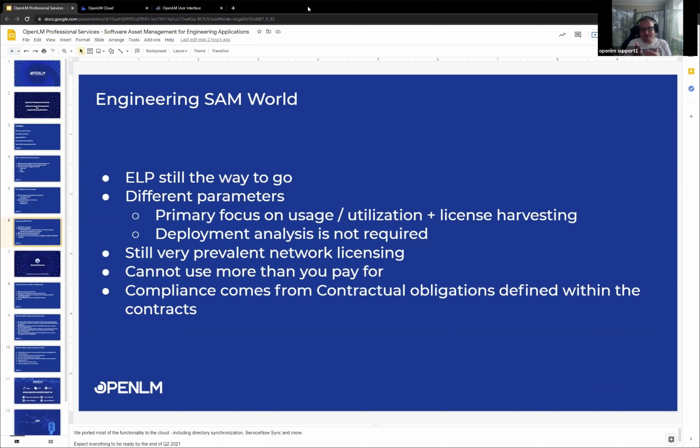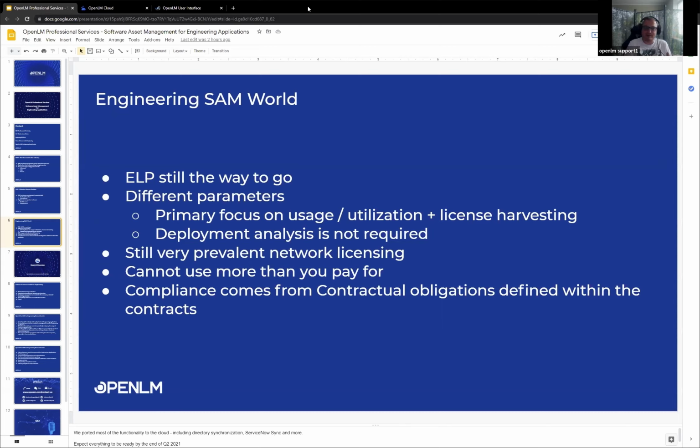So the software vendors have to come up with other ways to catch you. I'm going to say catch you. They can catch you doing something wrong, and these usually come from the contractual obligations defined within the contracts. Let's look at CATIA or Teamcenter or any of the key players like Autodesk. If you are using the network licensing model, nobody really cares how many installations you have on your premises, on your network, in your company.